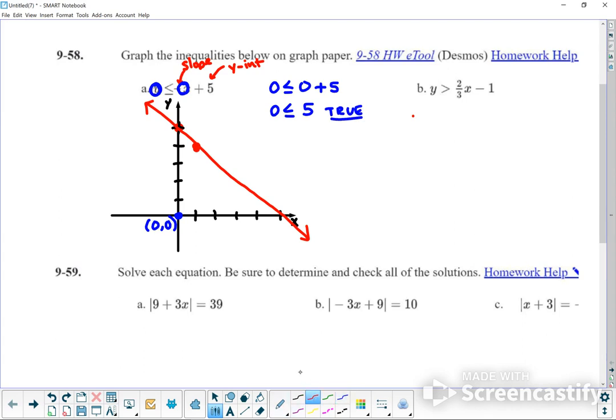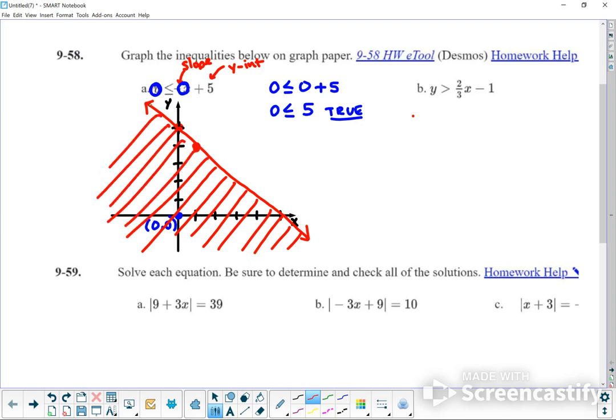Which means when I need to figure out which side to shade, I'm going to shade on the same side as that 0, 0. So I need to shade everything over here. Okay, so that's my graph.